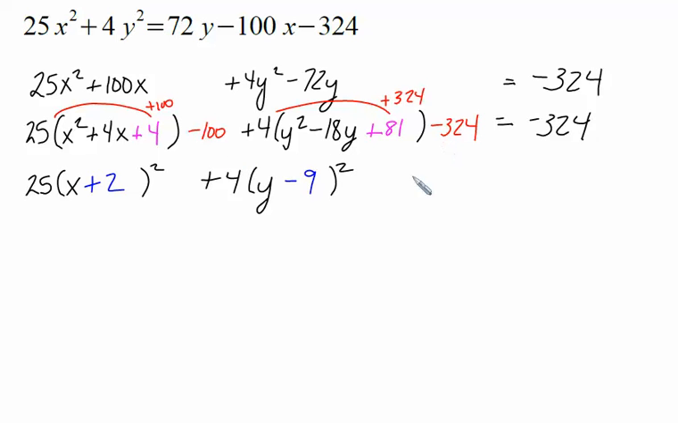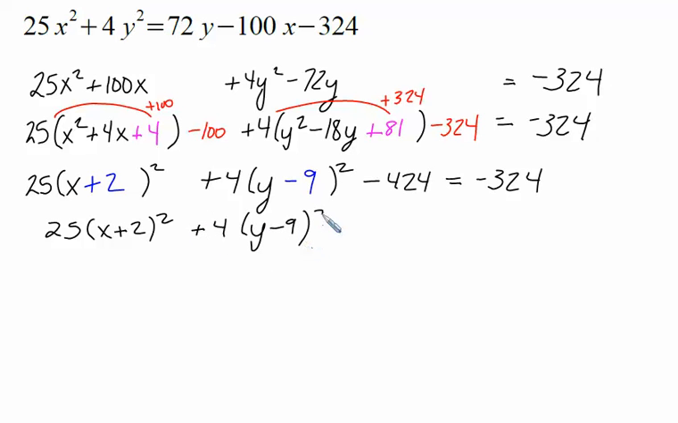Now 100 and 324 combined would be a minus 424, and then we want to get the number over on the other side. So we have 25 times the quantity x plus 2 squared plus 4 times the quantity y minus 9 squared is equal to 100. And as we saw in class, we want to divide through by 100 because for an ellipse we need the equation to add up equal to 1.